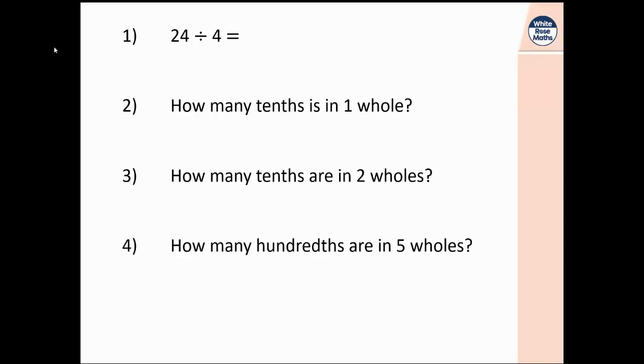And so, if you have paused and you've had a go, 24 divided by 4, the answer is 6. So 6 fours is 24. How many tenths in 1 whole? We know there are 10 tenths in 1 whole. So that will help us with this next question, number 3. How many tenths are in 2 wholes? We just double that. 2 times 10 is 20. And then how many hundredths are in 5 wholes? And we know there are 100 hundredths in a whole. So in 5 wholes there will be 500 hundredths.